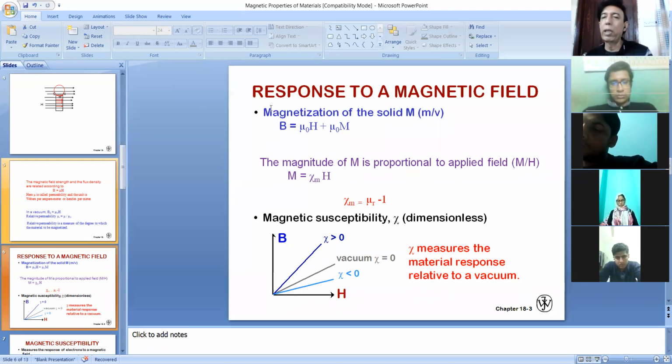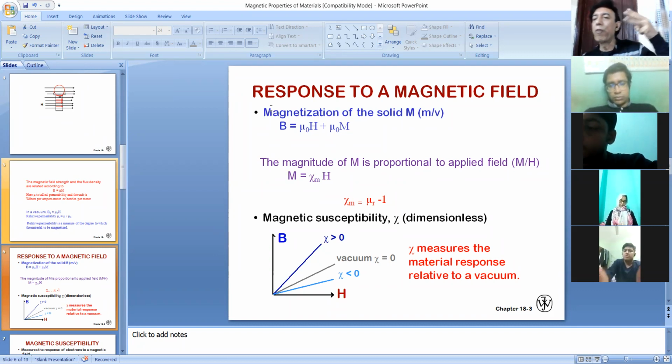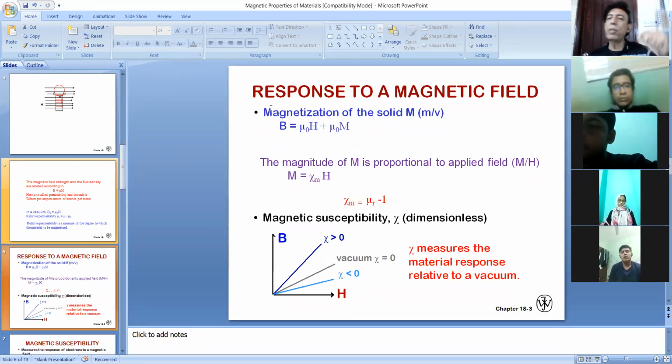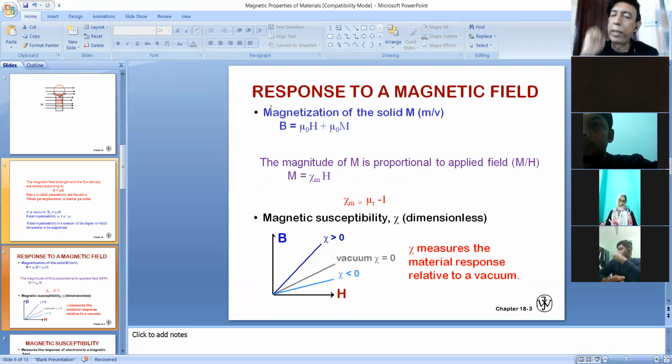Magnetization is the magnetic flux per unit volume. What do you mean by magnetic flux? Magnetic flux means the number of lines of forces, the strength of lines of forces. Strength of lines of forces means the number of lines of forces that enter into the magnetic material.